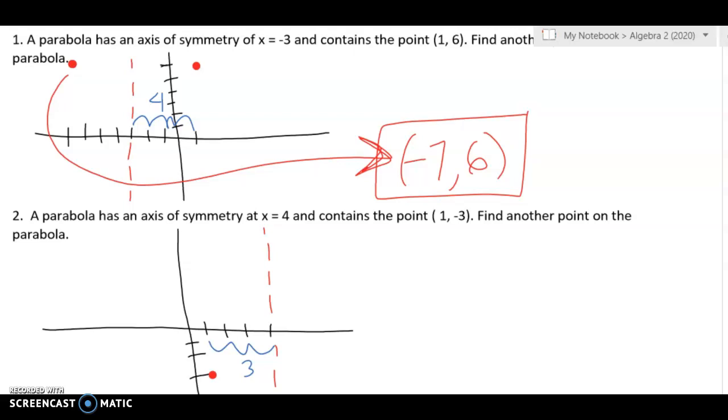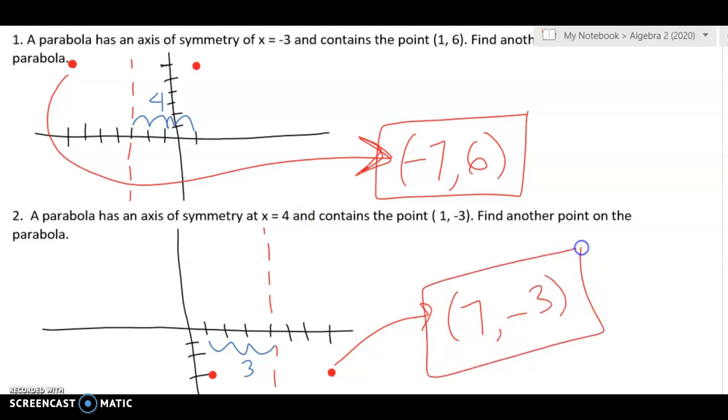So I'm going to go 3 in the other direction. 1, 2, 3. And that is where my new point is going to be located, and it's going to stay down at that height. That new point is located over 1, 2, 3, 4, 5, 6, 7 in the positive direction, and it is down at negative 3. And there's my other point.